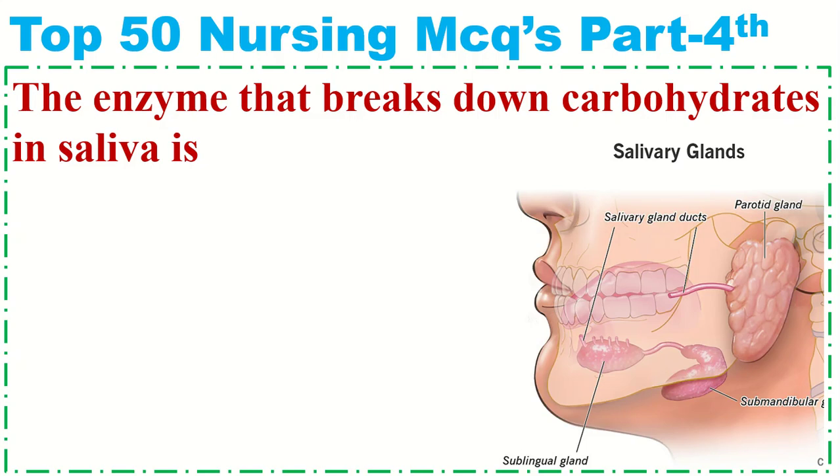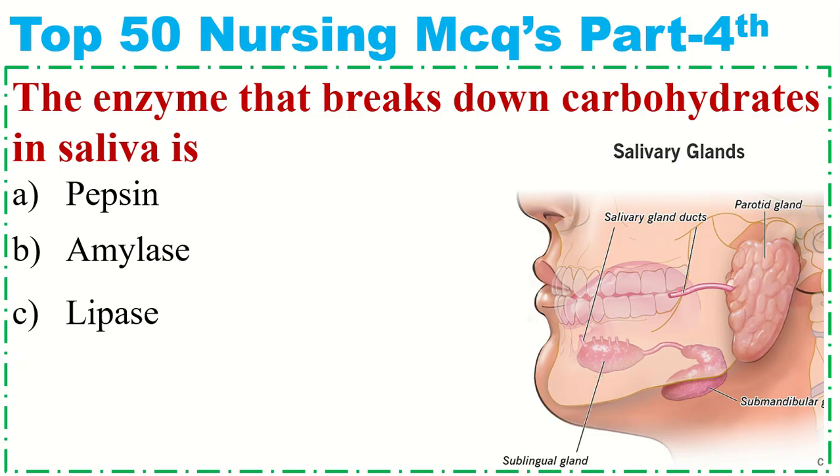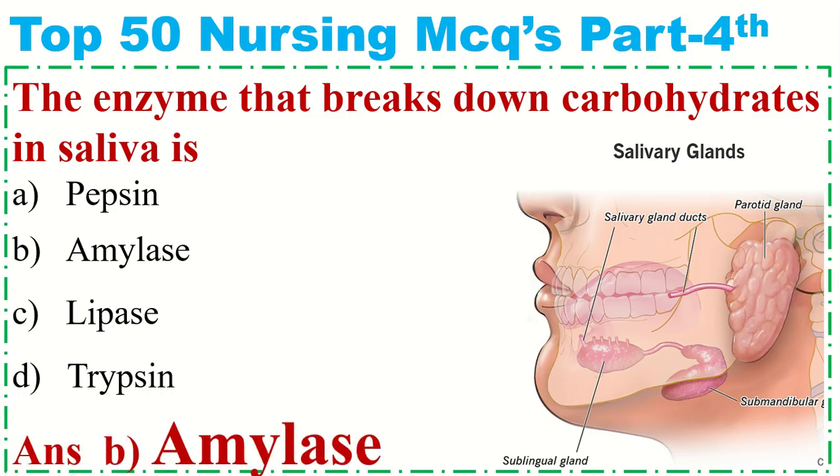Today we will discuss top 50 nursing MCQs part 4. The enzyme that breaks down carbohydrates in saliva is option A pepsin, B amylase, C lipase, D trypsin. Correct option is B amylase.